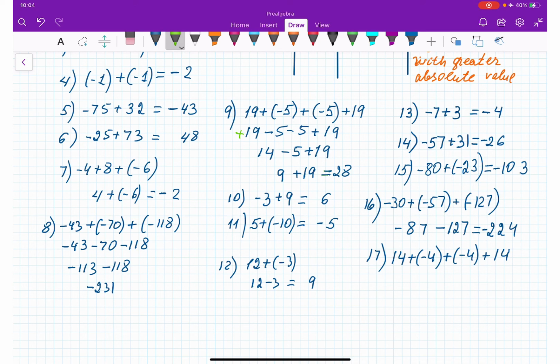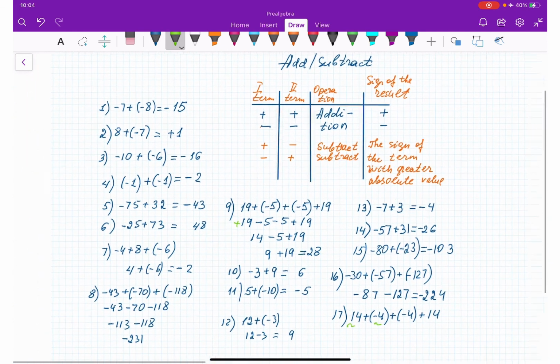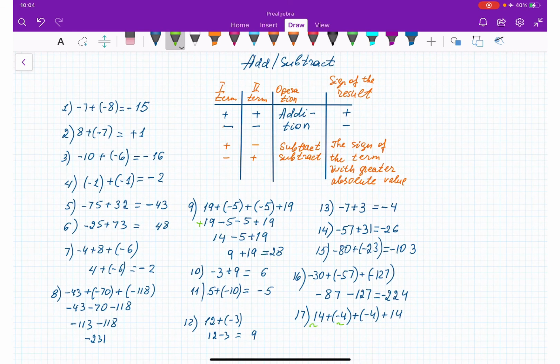Here we have positive. Here we have negative. So positive and negative, let me squeeze like this. Positive and negative, here it is. We need to subtract, right? So it's going to be 14 minus 4 is 10. And the sign, we put the sign of the bigger number. So 14 and 4. 14 is bigger, the sign is positive, so we leave it positive 10. Next.